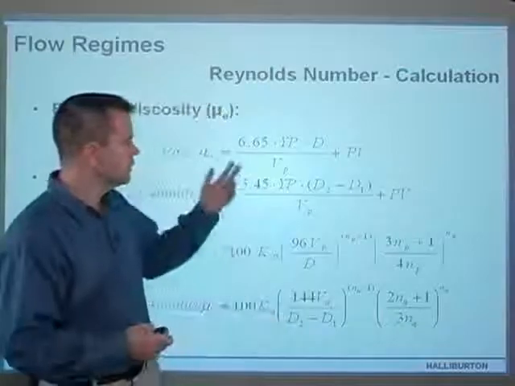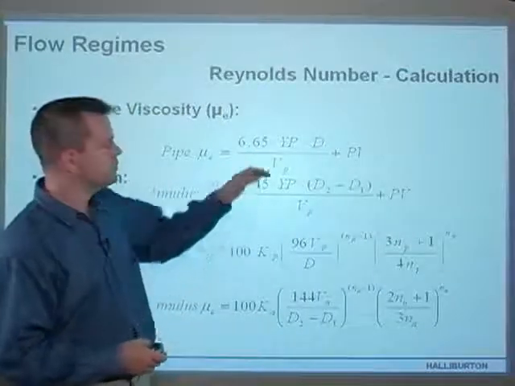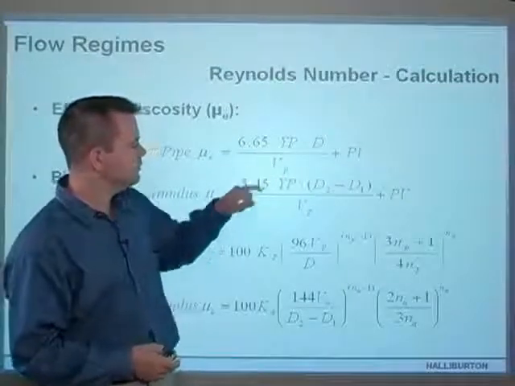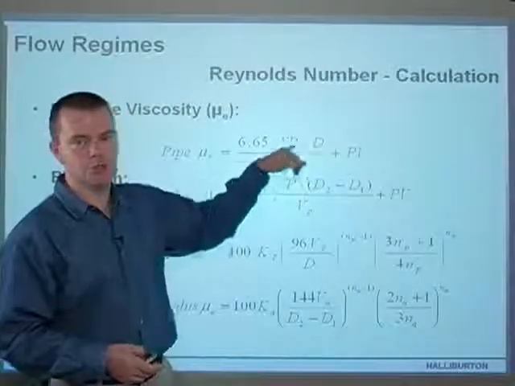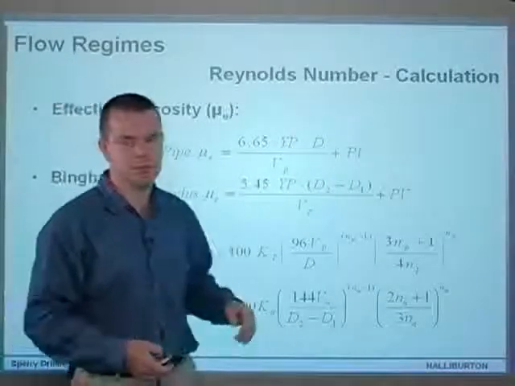So just looking at Bingham, you've got pipe effective viscosity and an annular effective viscosity. We've got YP and PV in here. We've got velocity on the bottom, a geometry value on the top, and a constant as well.